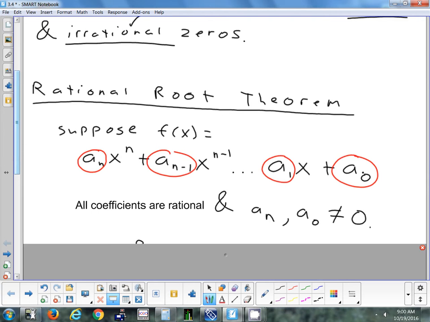And the first number and the last number can't be 0. This theorem I'm about to show you wouldn't work if they were. So all your coefficients have to be rational numbers, so fractions, and the first coefficient and the constant can't equal 0.